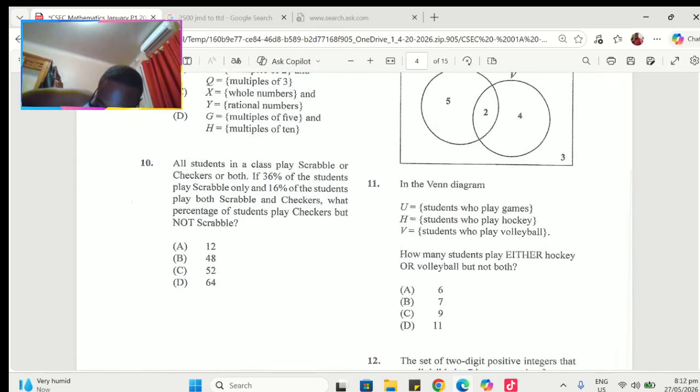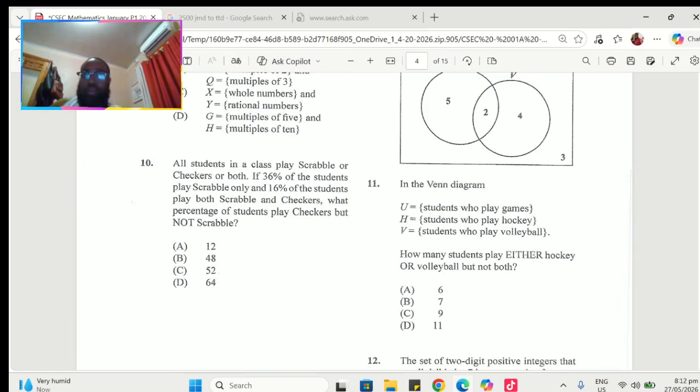Number 10. All students in a class play Scrabble or checkers or both. So we're looking at a sets question here. Let me read it first. If 36% of students play Scrabble only and 16% of students play both Scrabble and checkers, what percentage of students play checkers but not Scrabble?